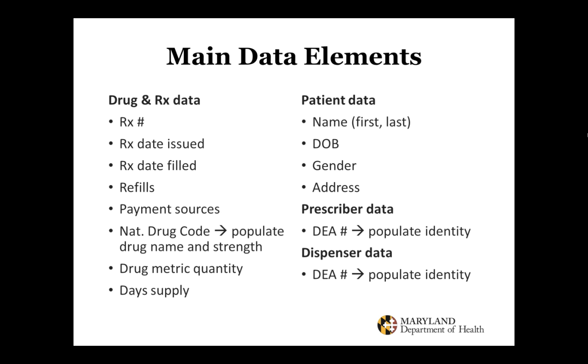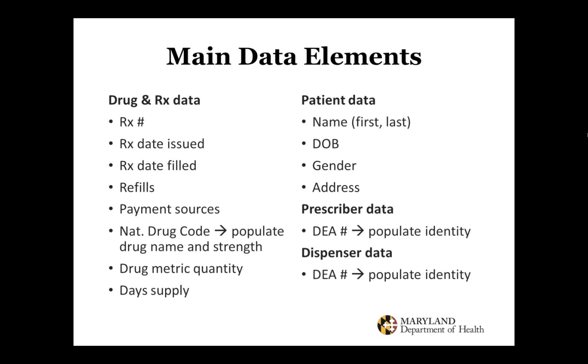The way that the prescription was paid for is coded as the payment source. All prescriptions are put into buckets based on the type of payment source, including Medicare, Medicaid, commercial insurance, and cash pay. We receive prescriptions agnostic to the way that the prescription was paid for, and so the entire universe of prescriptions should be reported to us.